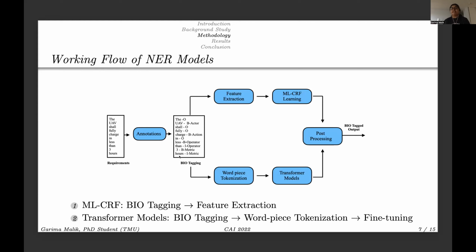We basically approach this problem in two directions. One is handcrafted feature engineering with MLCRF learning, and the other one is with transformer models, which are black box, obviously. So you just apply word piece tokenization and feed into transformer models. With the MLCRF learning, you first extract some handcrafted features. Basically you deep dive into the data set and see some rules which can be pretty beneficial to lead to a particular entity. Then you can apply those rules in terms of dictionaries and feed into the MLCRF learning model. Then you post-process your data set after the predictions and get the BIO tagged output.